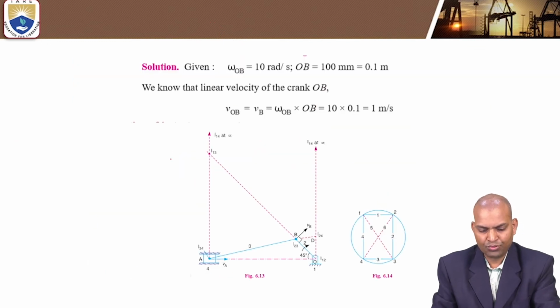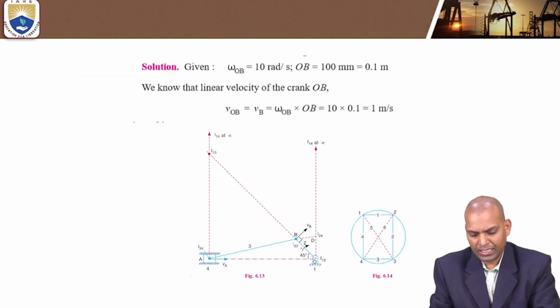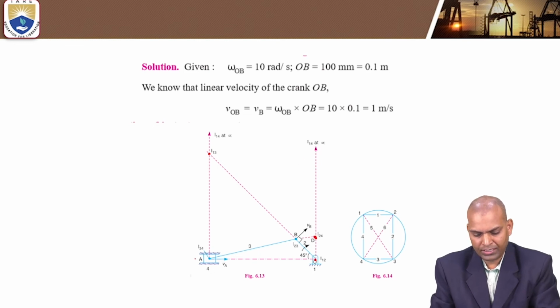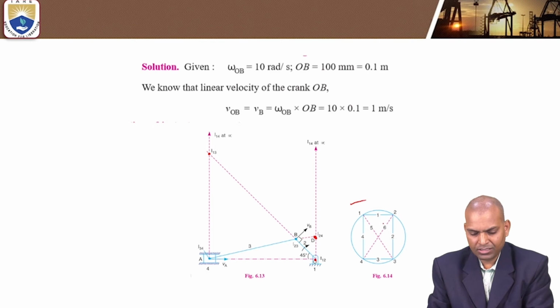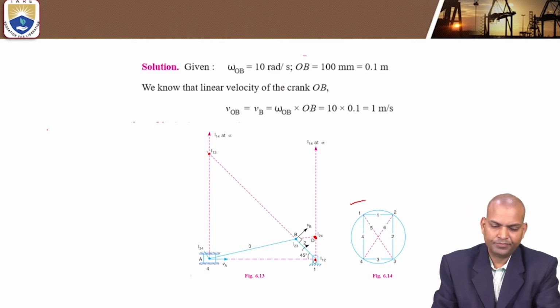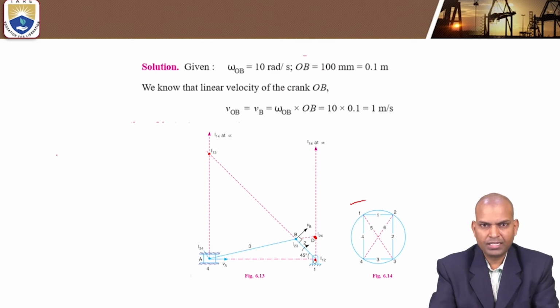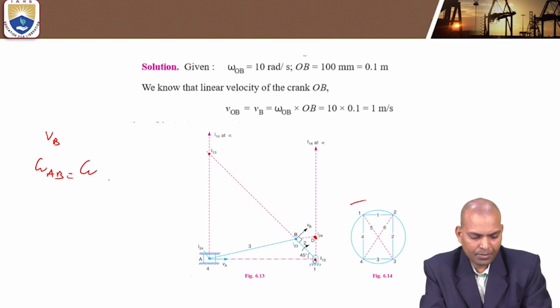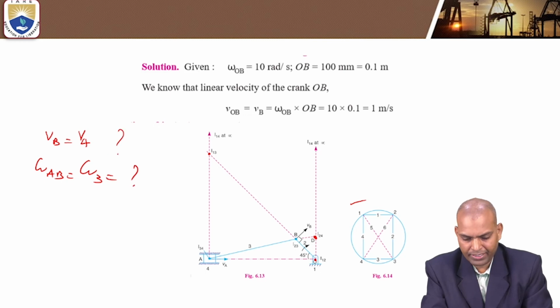Let us see. 1,3 is located here, and 2,4 is located here. So, all the I-centers are located. Next objective is that we have to find out the linear velocity of the slider VA and the angular velocity of the link AB, omega AB. That omega AB is omega 3, and the velocity of the slider is link 4, V4. These two are required.